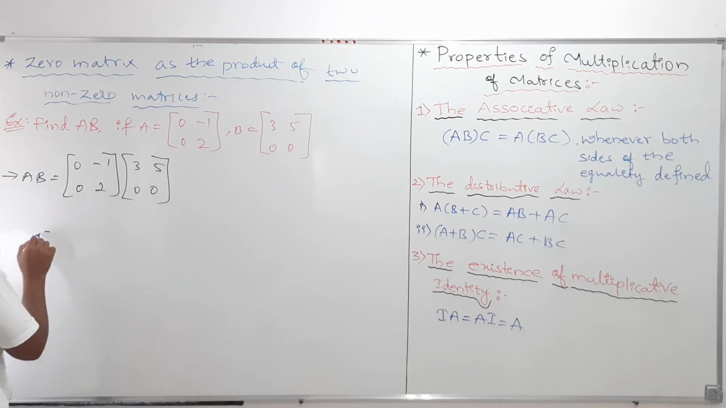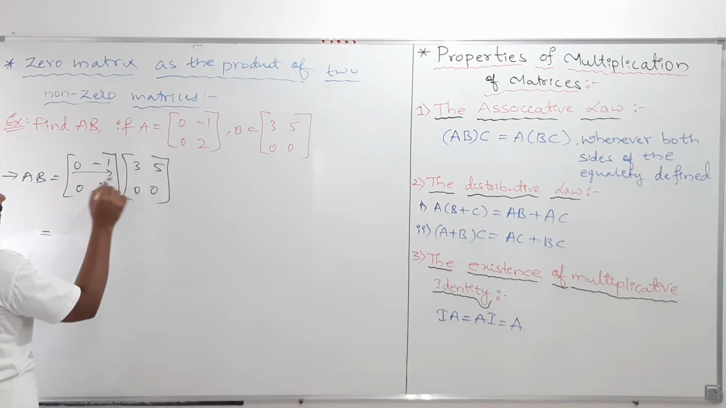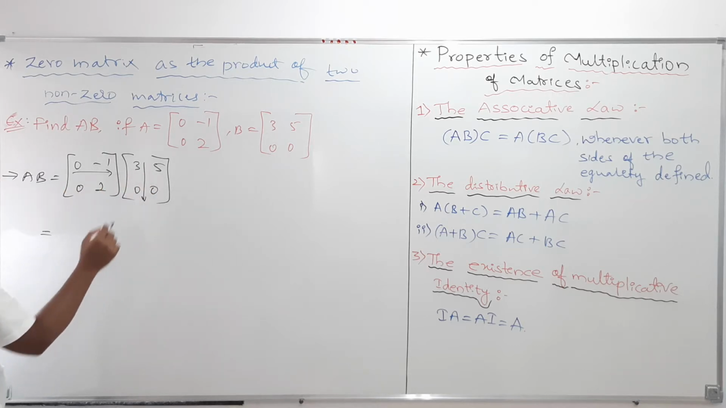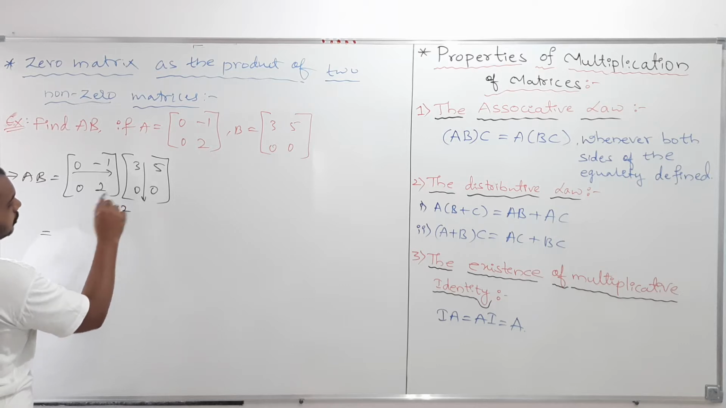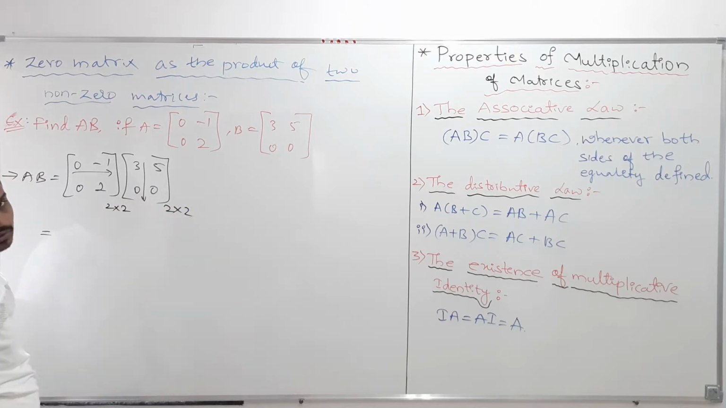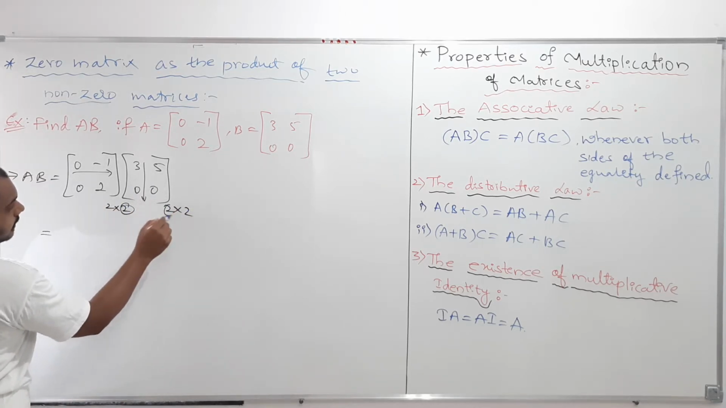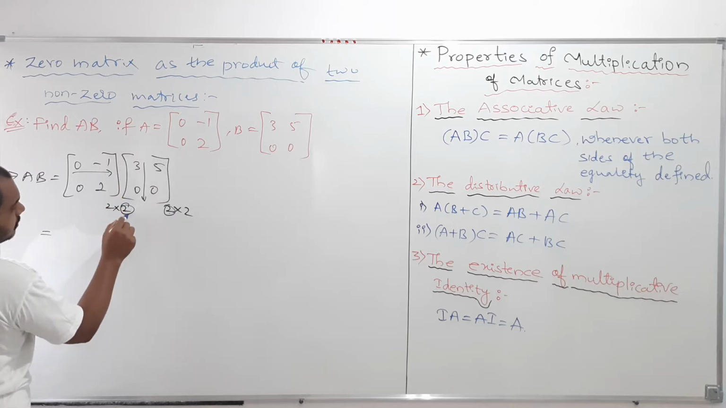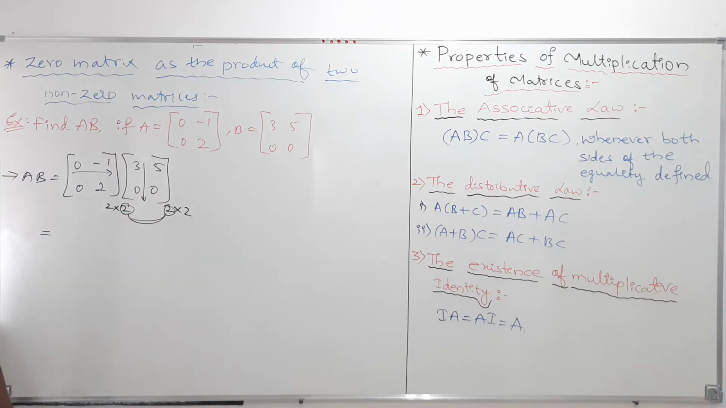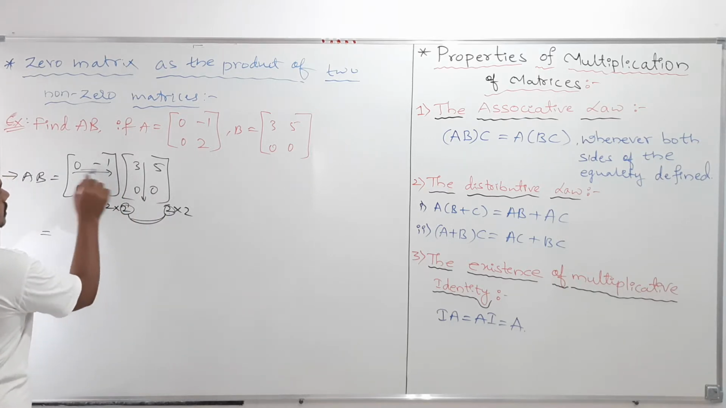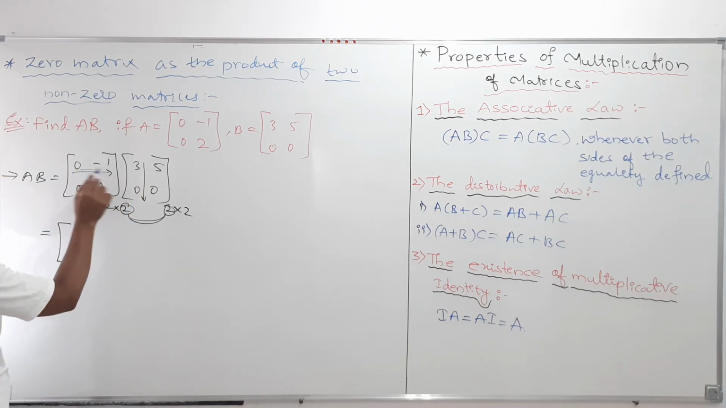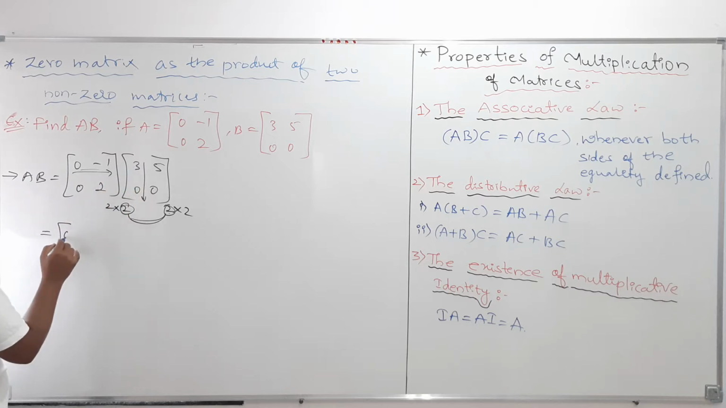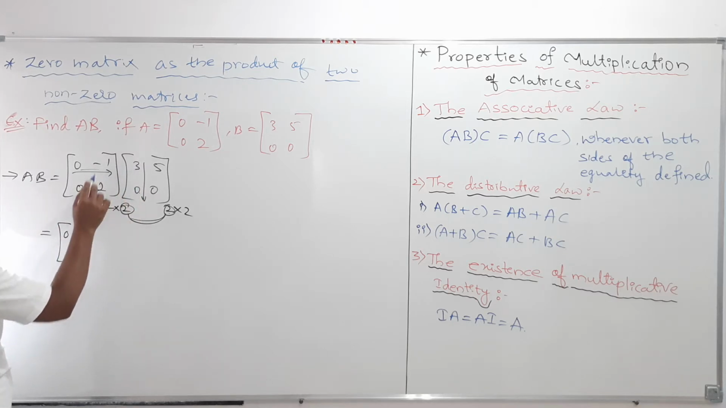My dear students, we can check this by multiplying these two. Multiplication is done by row into column. Here the order of this matrix is 2 cross 2, and the order of this matrix is 2 cross 2. Since the columns of the first matrix and the rows of the second matrix are equal, we can multiply. So 0 into 3 is 0 plus minus 1 into 0 is 0.